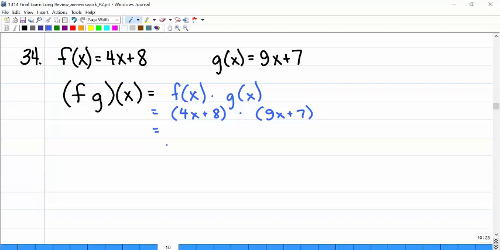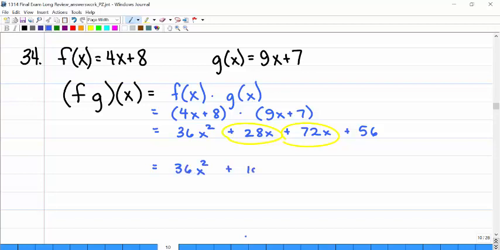4x times 9x gives me 36x squared. 4x times 7 gives me plus 28x. 8 times 9x gives me plus 72x. 8 times 7 gives me plus 56. Again, I FOILed. I did first, outer, inner, last. Now I need to collect like terms, 28x plus 72x, and my answer will be 36x squared plus 100x plus 56.